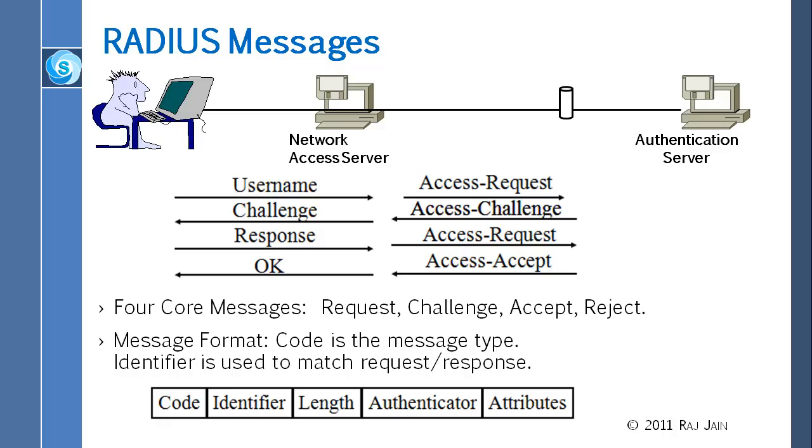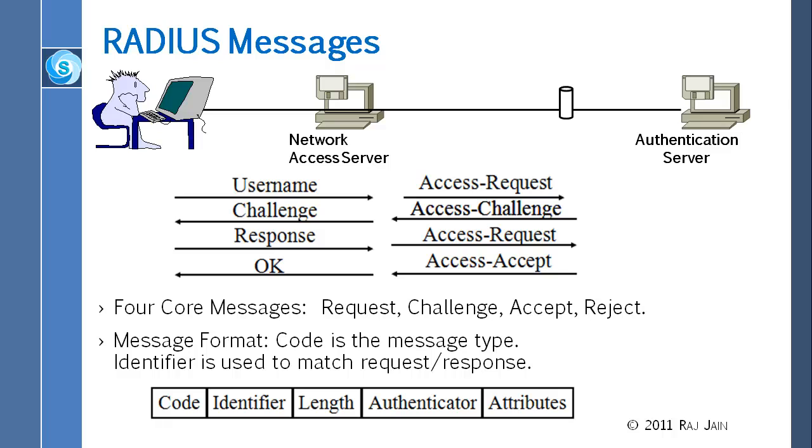So the authentication server has a database, which is shown here. The messages take place between the user and the access server, and then between the access server and the authentication server. This is called NAS, Network Access Server. This is called AS, just to be sure, NAS.